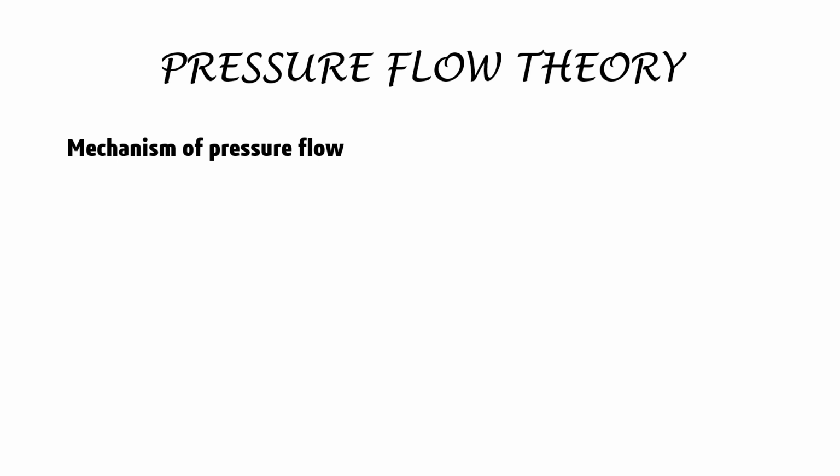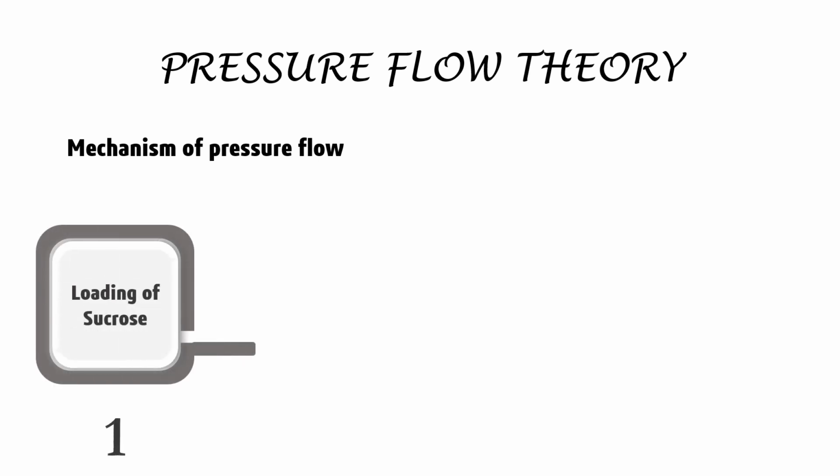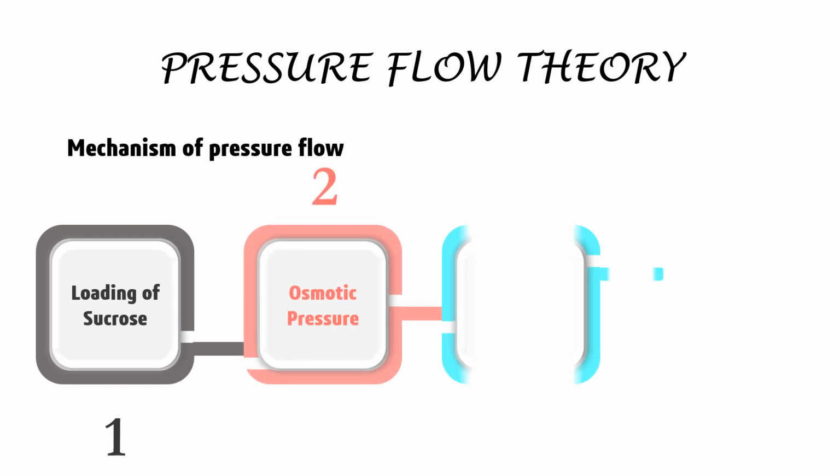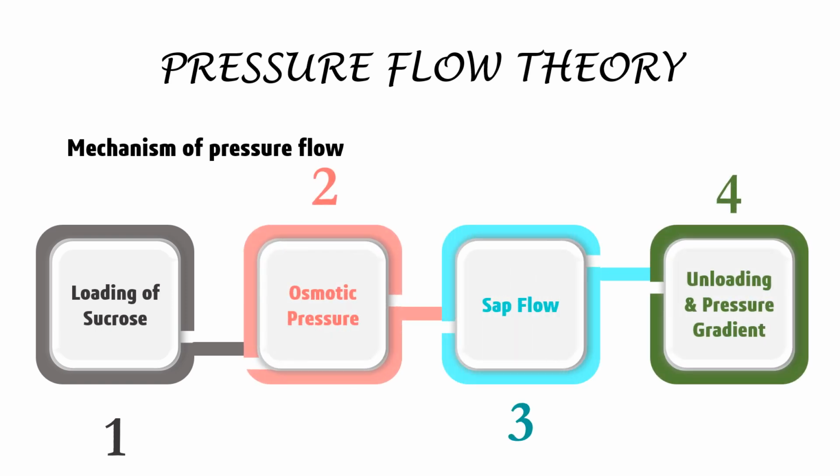The flow of food from source to sink takes some routes. This mechanism is basically the loading of sucrose, osmotic pressure, sap flow, unloading and pressure gradient generation.